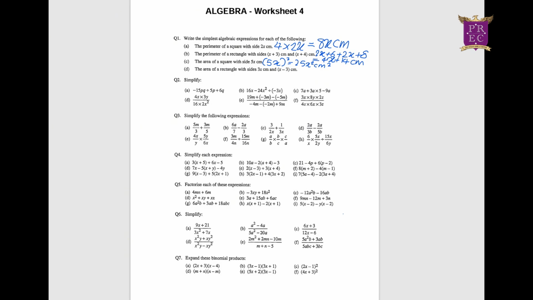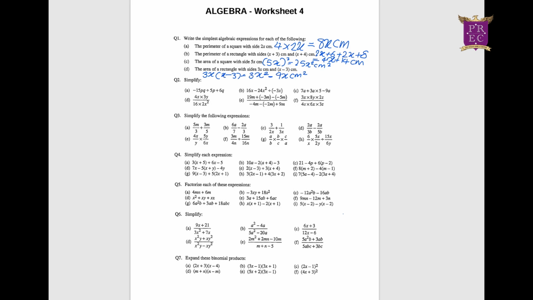The area of a rectangle with 3x and x minus 3 centimeters. So the area of a rectangle is length times the width. What we do is 3x times x minus 3. Expand the bracket. This gives us 3x squared minus 9x centimeters squared. Okay, that's as easy as that.